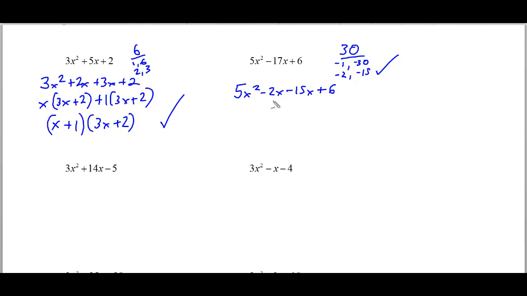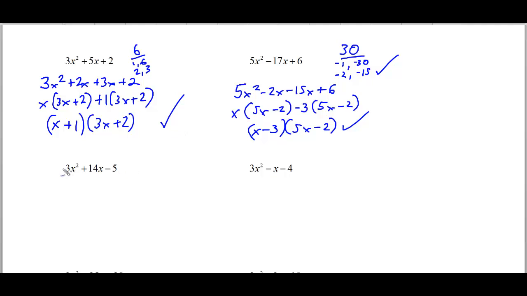And then we look at the first two terms. What can we factor out? Just an x. And we have 5x minus 2. What can we factor out of these two terms here? Well, how about a negative 3? And that gives me a 5x minus 2. And then we put our two terms that are separate together in one parenthesis, and 5x minus 2 in the other. And now we have our answer.